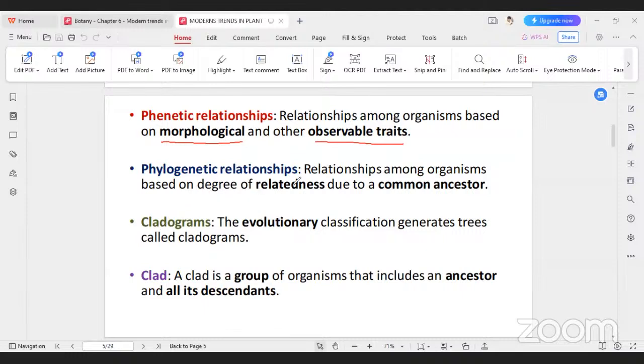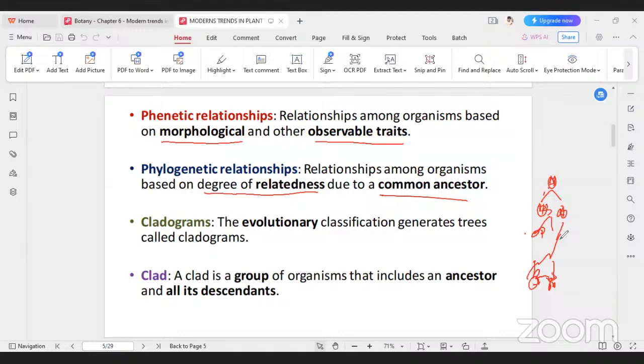And phylogenetic relationship is the relationship among the organisms based on the degree of relatedness, the degree of relation due to the common ancestor. I already drew this one: ancestor, two, maybe four, maybe five. So the relatedness, the degree of comparison of characters from a common ancestor A, B, C, next D, E, F. So that is the relatedness also.